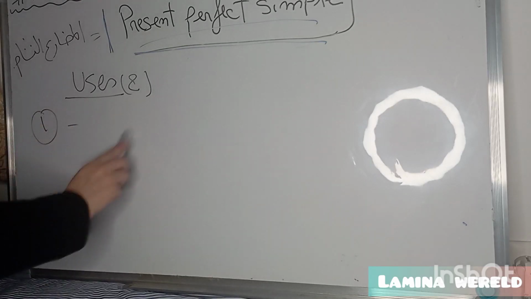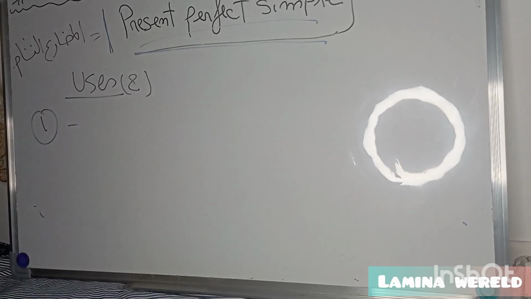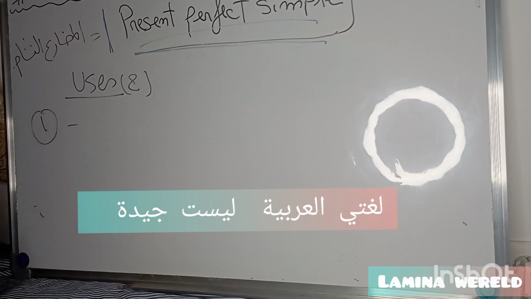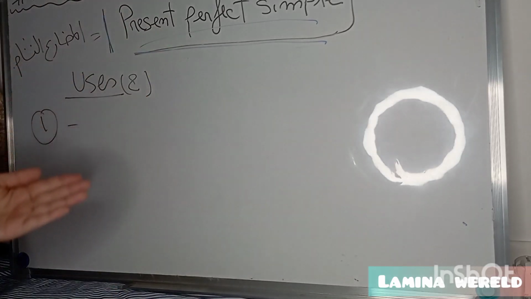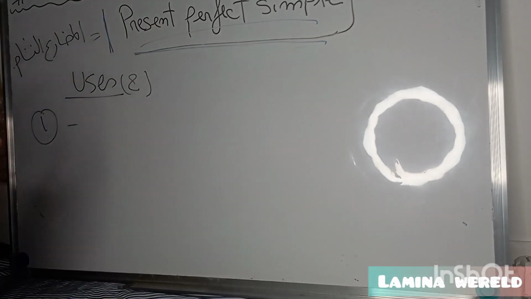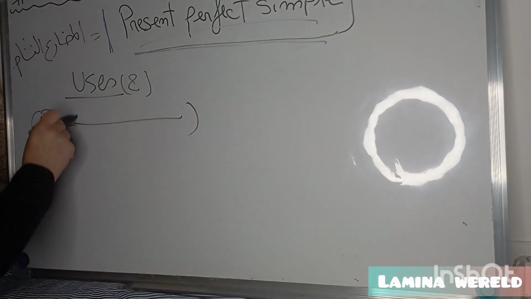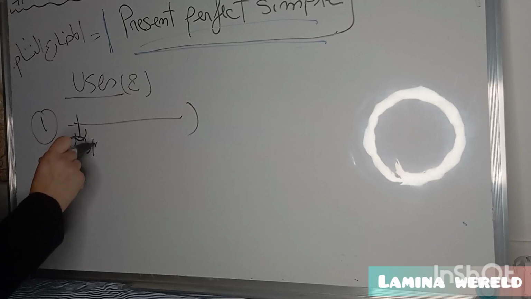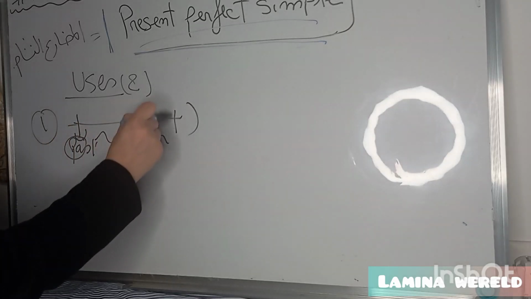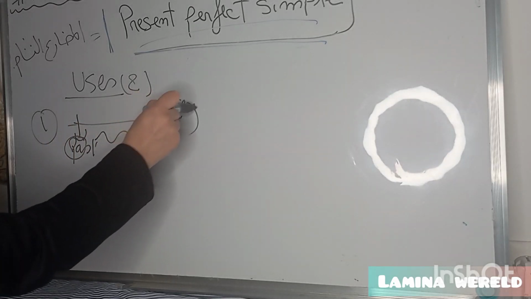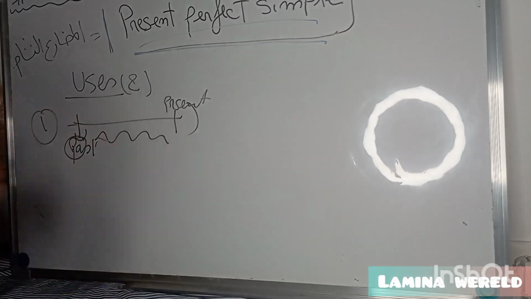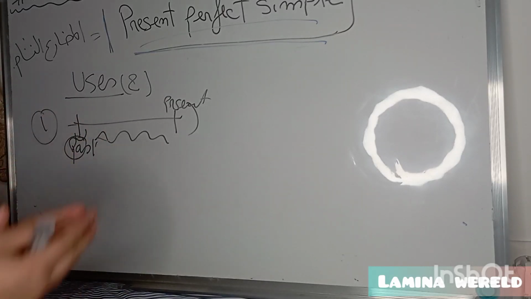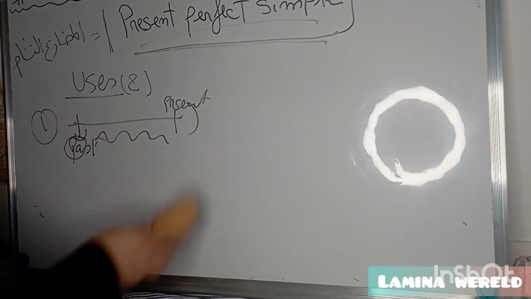So the first use of present perfect simple, we use it to talk about something begun in the past and still the case in the present. For example, we have something here that happened, which is past, and still the case now in the present. You see? Something happened a long time ago and still happens now. So this is the first use.